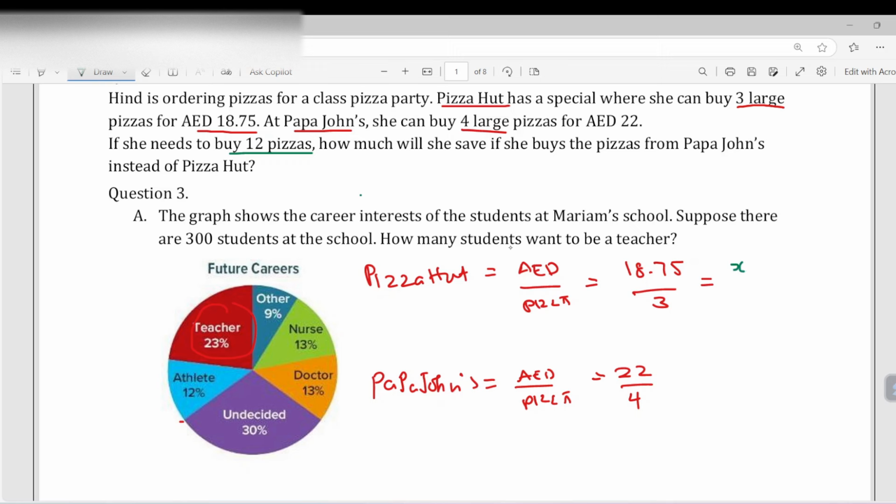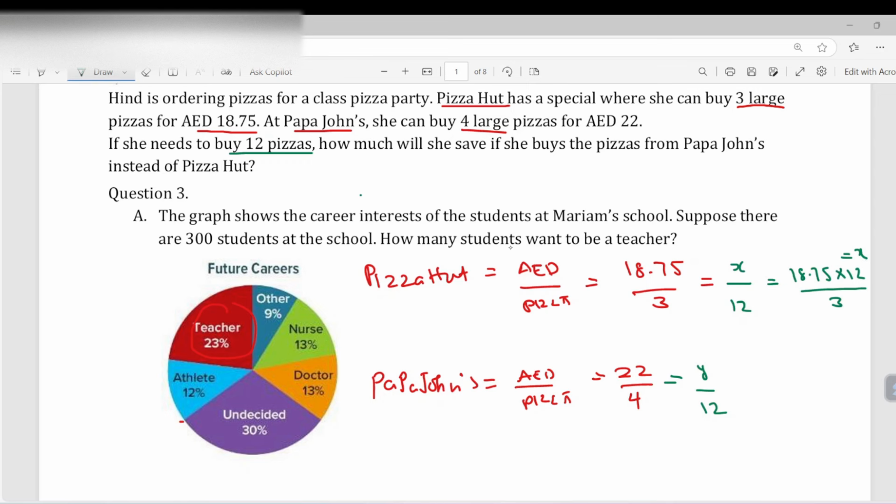Money is the numerator, so money is x. Pizzas we know it is 12. Here also money we don't know, pizza is 12. Now if you cross multiply: 18.75 into 12 divided by 3 equal to x. 3 times 4 is 12. So 18.75 into 4, which gives me 75. Okay, next.